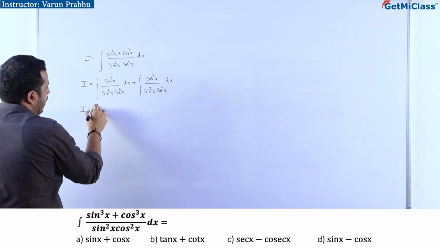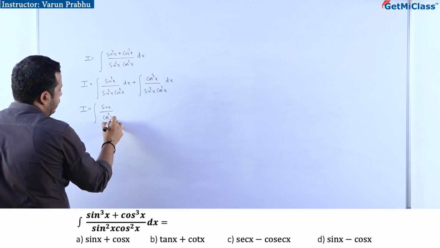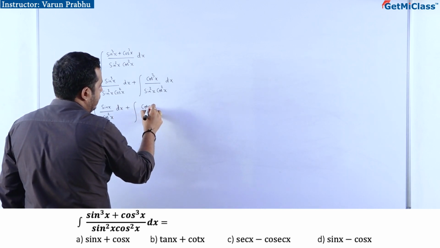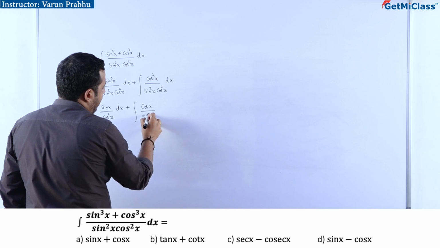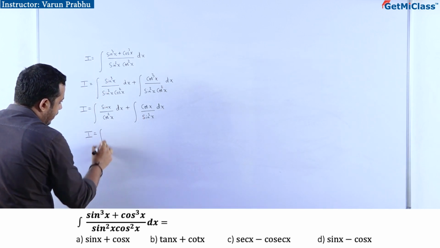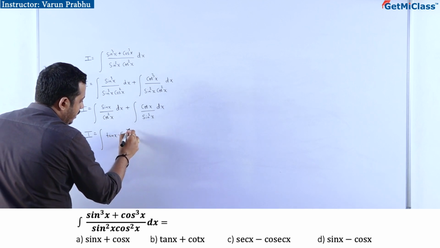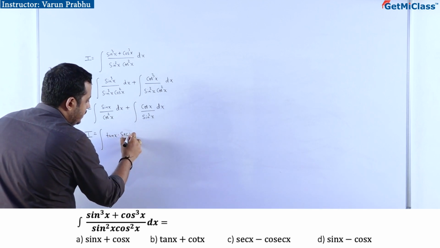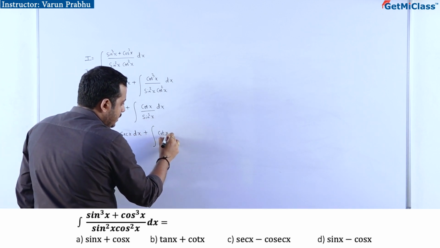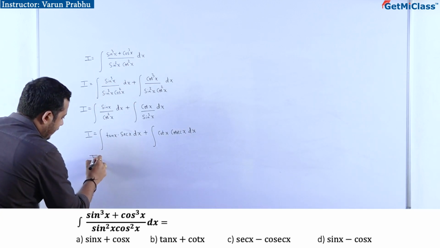I is equal to integral of sine x divided by cos squared x times dx, plus integration of cos x divided by sine squared x times dx, correct? So I is equal to, I can write sin x by cos x is nothing but tan x, 1 by cos x is nothing but secant x, times dx, plus integration of cot x into cosecant x times dx.